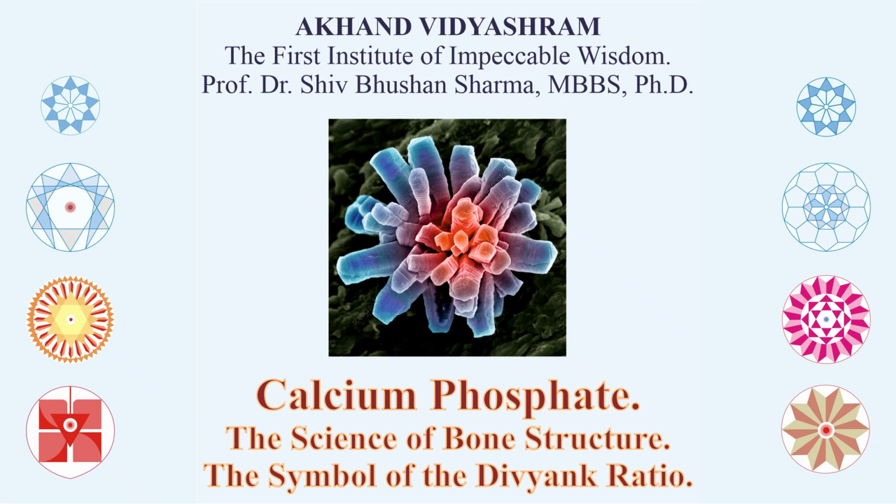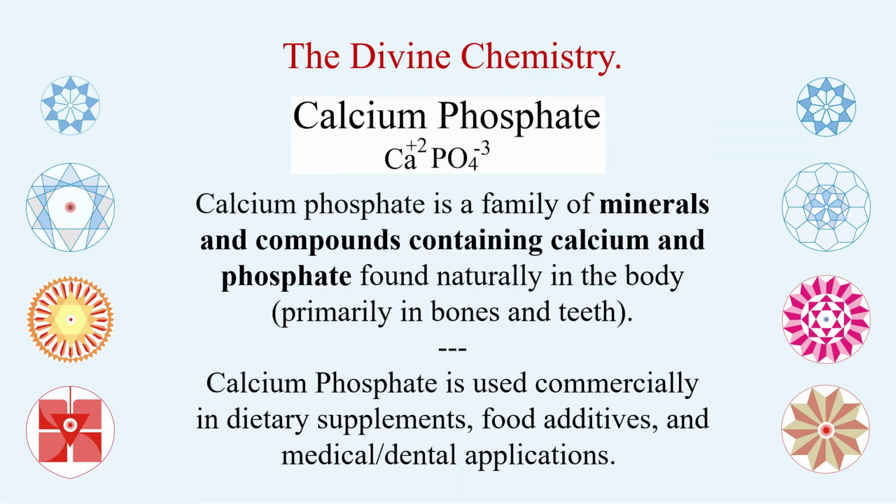Let's discuss calcium phosphate, the science of bone and teeth structure, the symbol of Divyank ratio. Divine chemistry. Calcium phosphate, as you can see, calcium has got power 2 and phosphate 3 times. Calcium phosphate is a family of minerals and compounds containing calcium and phosphate found naturally in the body, primarily in bones and teeth, as I have said. Calcium phosphate is used commercially in dietary supplements, food additives, and medical and dental applications.